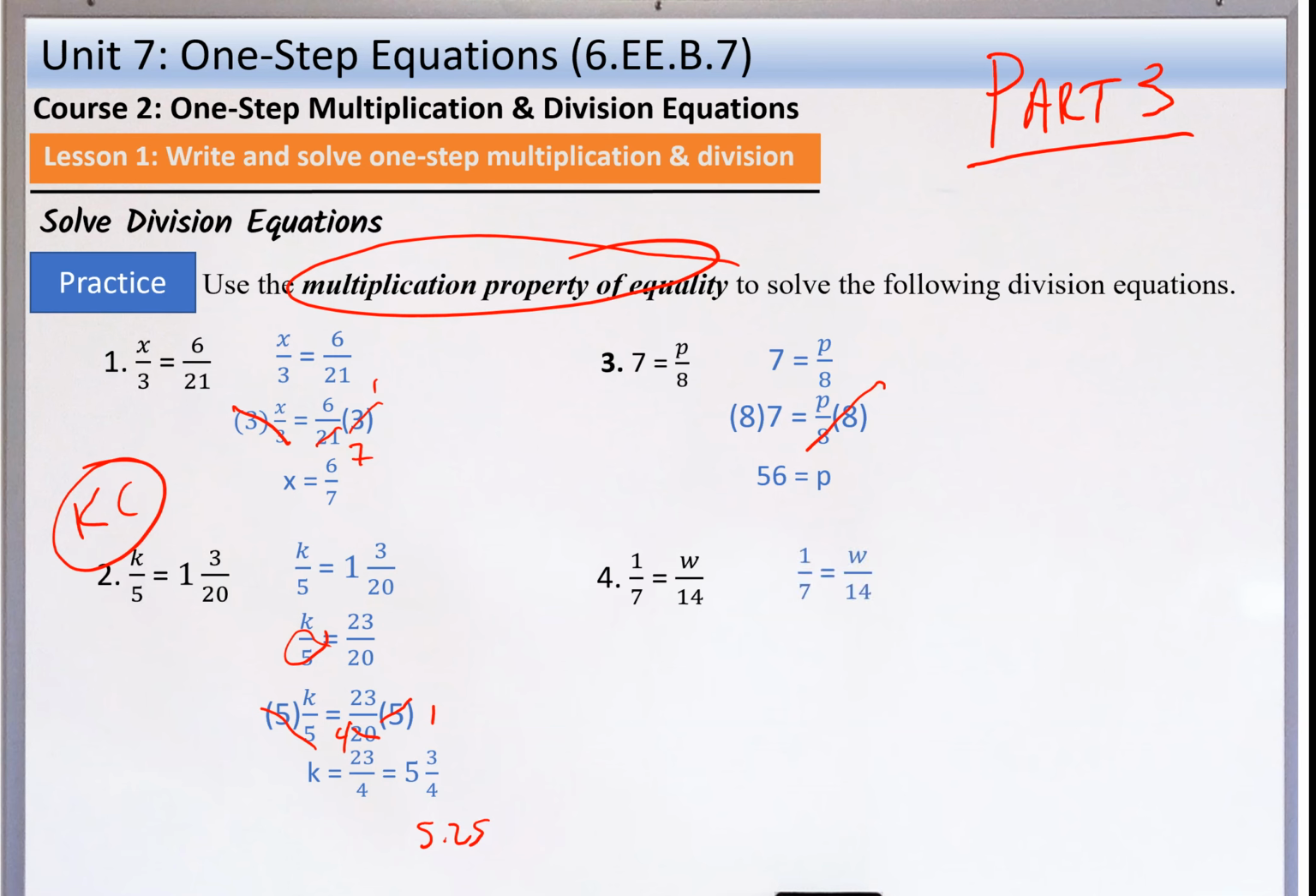Number 4, 1/7 equals some number w divided by 14. Because I'm dividing w by 14, I need to multiply both sides by 14. 14 divided by 14 is 1, and 14 divided by 7 is 2. 2 times 1 is 2.